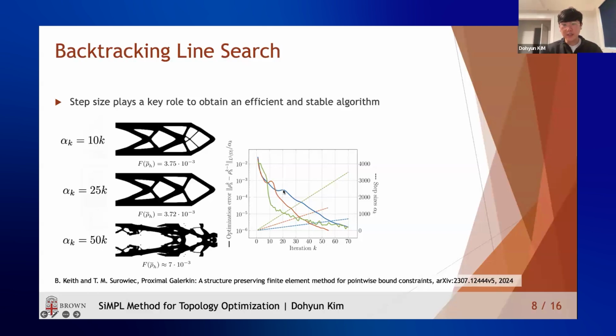You can see here, this blue line is alpha k equals 10k. You can see that if we take a larger step size, then it actually converges faster. But if we go too aggressive, like 50k, then we observe really oscillatory behavior, and the final design is completely off from the other two designs. So it is important to choose a large step size to get faster convergence, but we also have to be very careful because we don't want to have this kind of design.